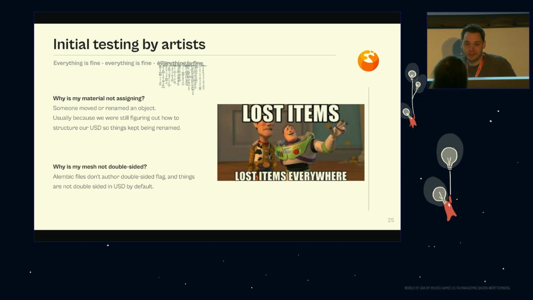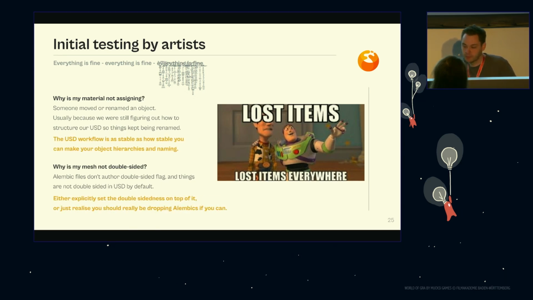And then we had the issue that the meshes were not double-sided in some cases, but that was for Alembics. So the USD workflow is actually super stable. It's also very easy to debug, which I'll show you in a bit. You can either explicitly set the double-sidedness on top of Alembics, or just ditch Alembics. It's really easier if you go to USD.